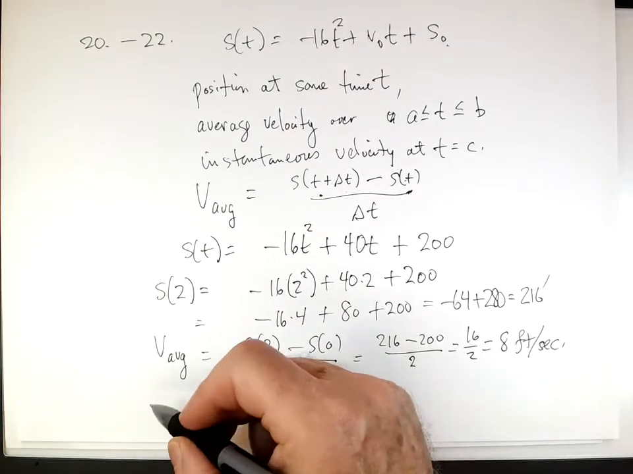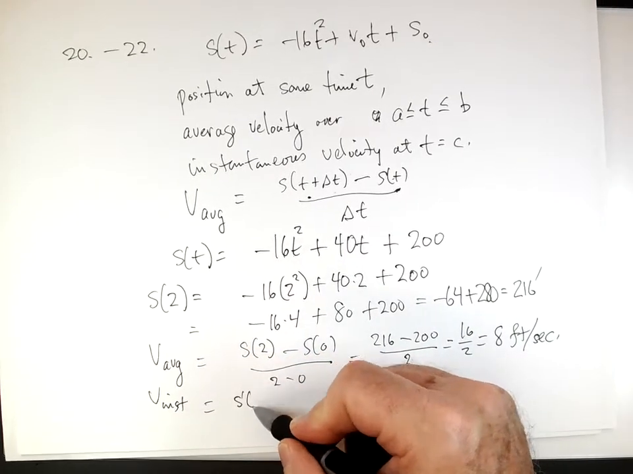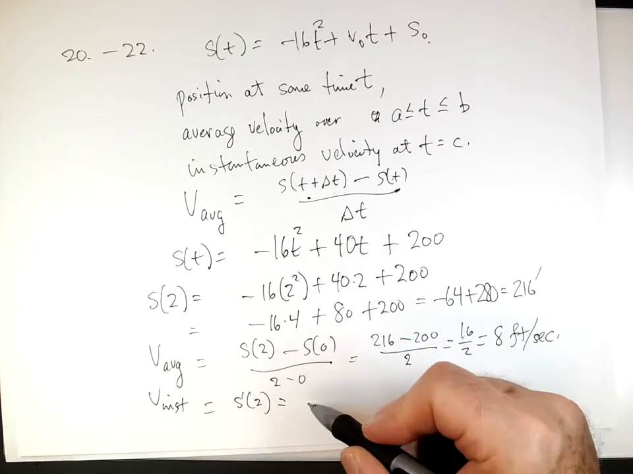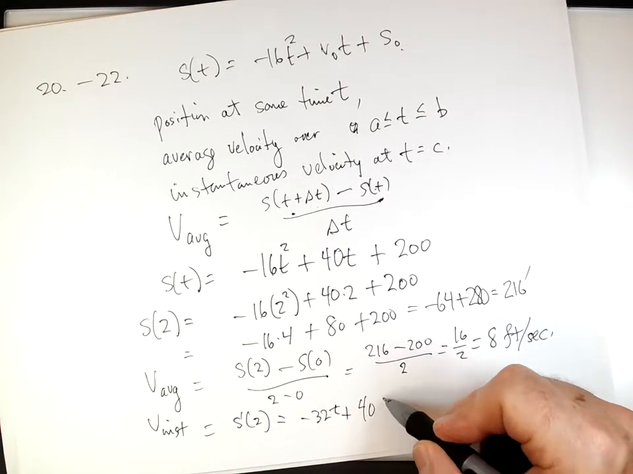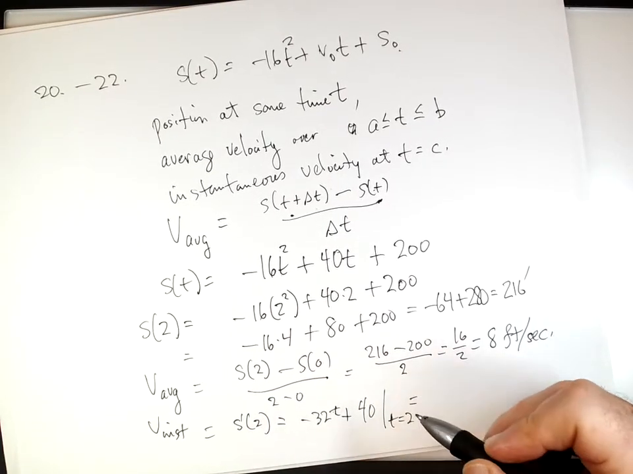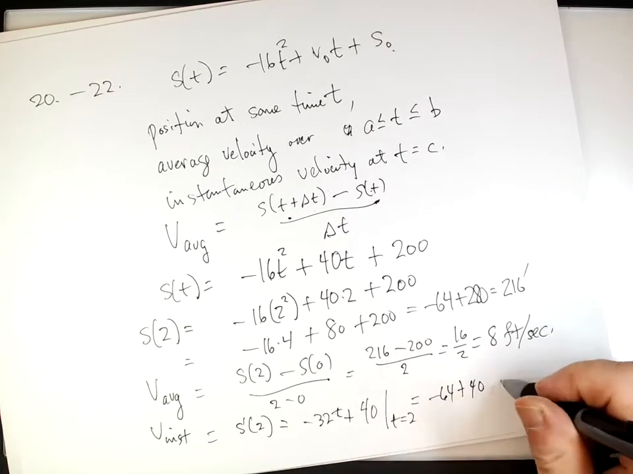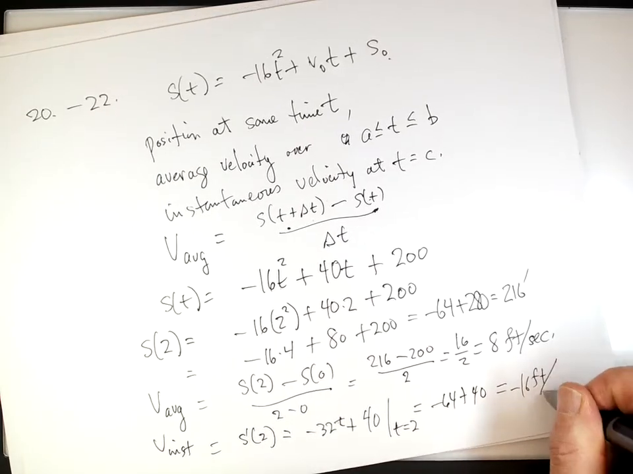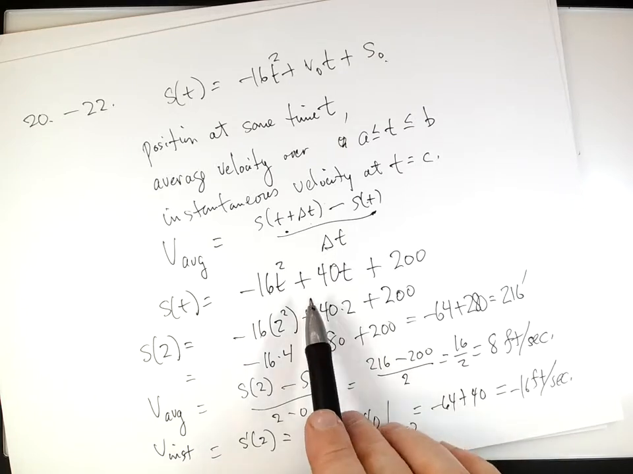Your instantaneous velocity at 2 seconds is the derivative at 2. Well, the derivative is negative 32t plus 40, and we're going to let t equal 2. So it's going to be negative 64 plus 40, a negative 16 feet per second. It's heading downward, in other words. It's still above your head, but it is heading downward at 16 feet per second. That's the instantaneous velocity. That's the kind of thing you're going to see.